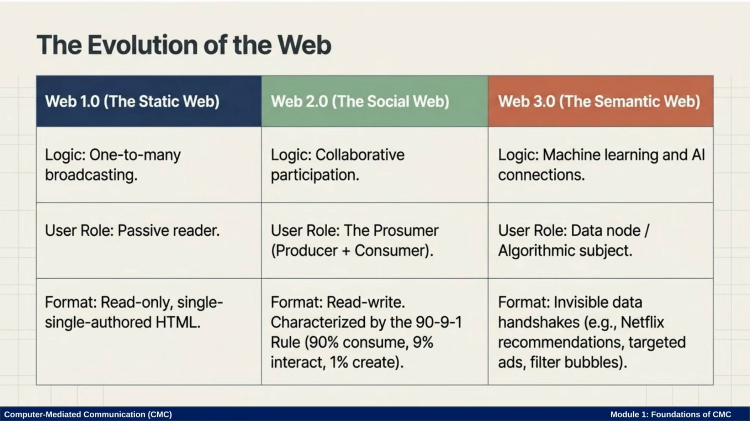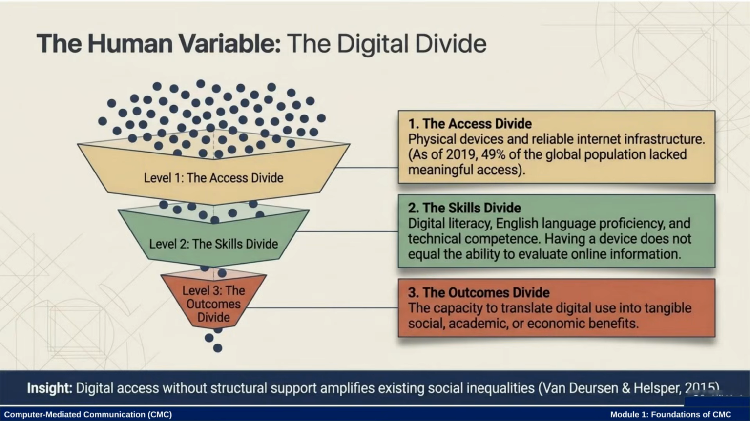Now we are moving into Web 3.0, the semantic web. Here, the logic is machine learning and AI connections. Our role changes again. We become a data node, or what scholars call an algorithmic subject. The format is invisible data handshakes happening behind the scenes. Think about Netflix recommendations, targeted advertisements, and filter bubbles. You don't see these processes directly, but they are shaping what you see online every single day, often without your awareness.